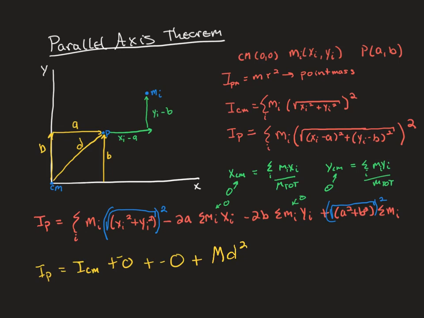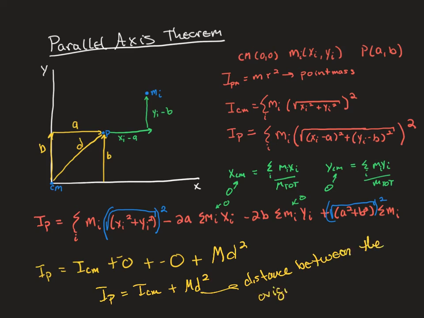Where very specifically, so let's rewrite this down here, D is the distance between the original rotation point and the new rotation point.